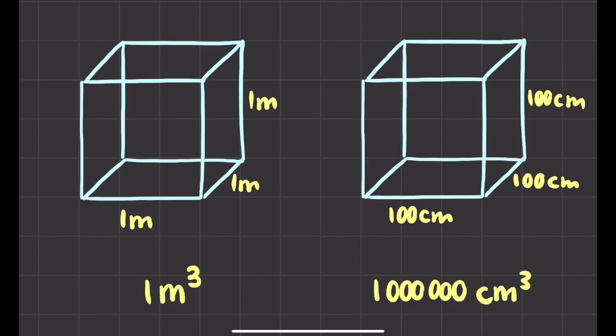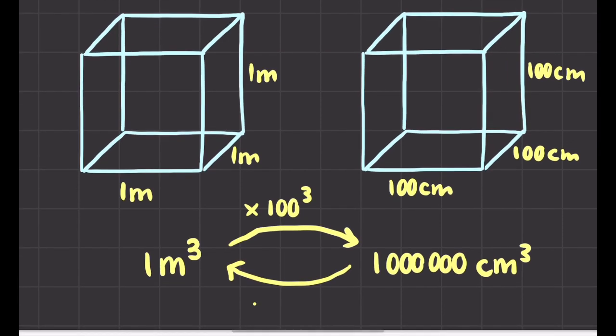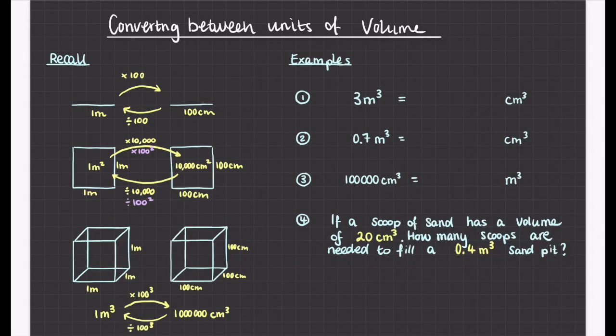centimeters cubed. Okay, so if I want to go from meters cubed into centimeters cubed, then I need to multiply it by a million, or 100 cubed. Let's go the opposite way. I need to divide it by 100 cubed, or a million. Okay, so let's have a look at some examples.